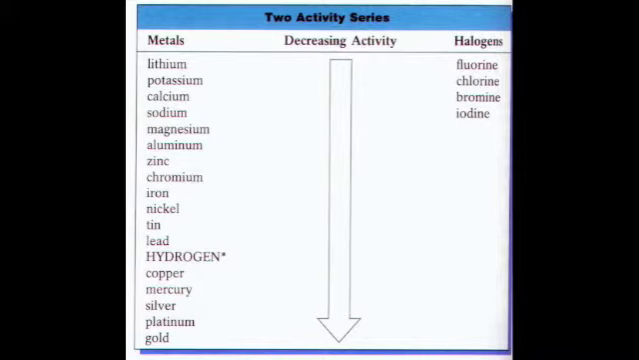Using the chart, we can see that zinc is higher than hydrogen, so it is going to replace it. If hydrogen was higher than zinc, this reaction would be classified as no reaction. But since zinc is higher than hydrogen, it is able to replace it, and our reaction yields ZnCl plus H. And balanced, that equation is written like that.